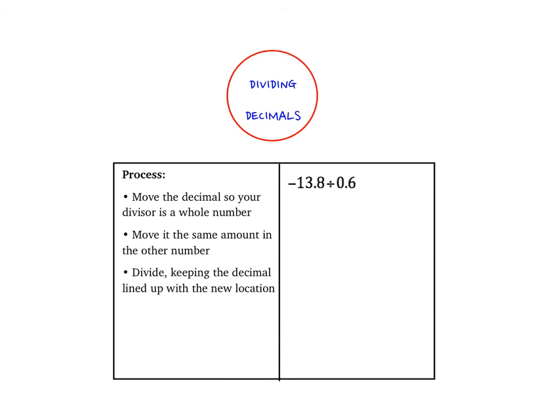Of course, when I'm dividing with positive and negative decimals, the process is the same. I just always have to check my sign rules. So here we have a -13 and 8/10 divided by a positive 6/10. The divisor here is the number that matters. That tells me how many to move my decimal place. So here I would be moving it once, which means I have to move it once here as well. So this problem essentially turns into -138 divided by 6.